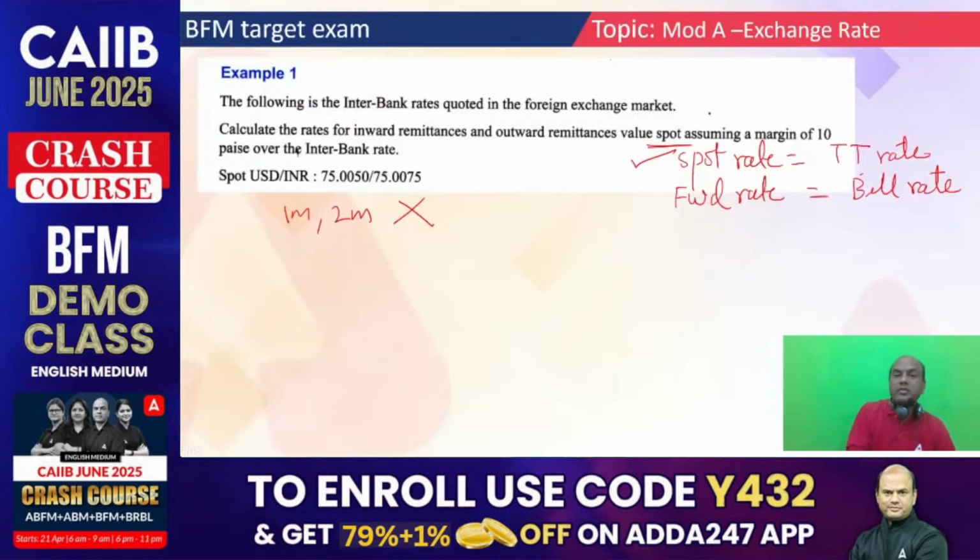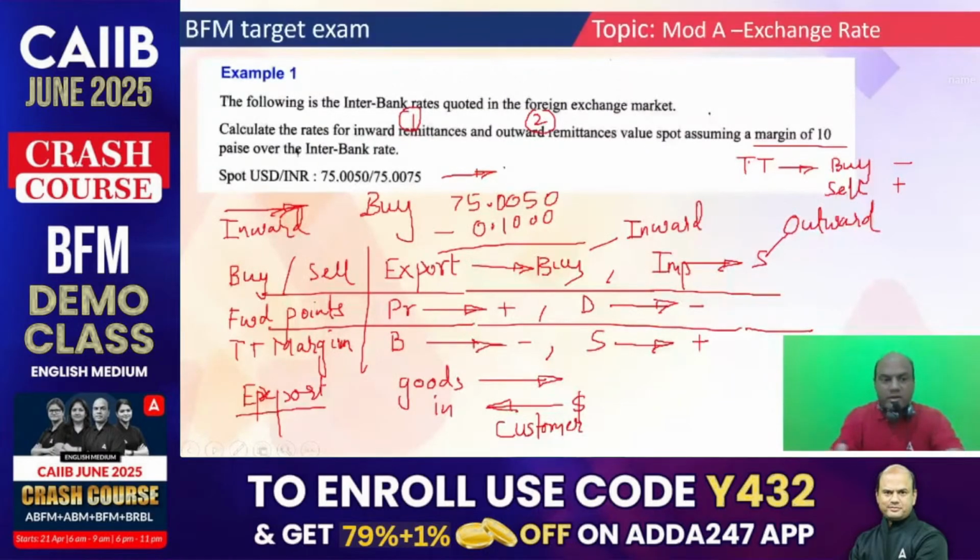For TT rate, the things are very simple. Inward remittance and outward remittance, both are asked over here. Inward means what? Dollar coming in. Now few basics I'll tell you. I might have written it over here. Yeah, see this. Always remember these three basics. Take the photograph and keep it somewhere where you always study. This photograph is a must for you.